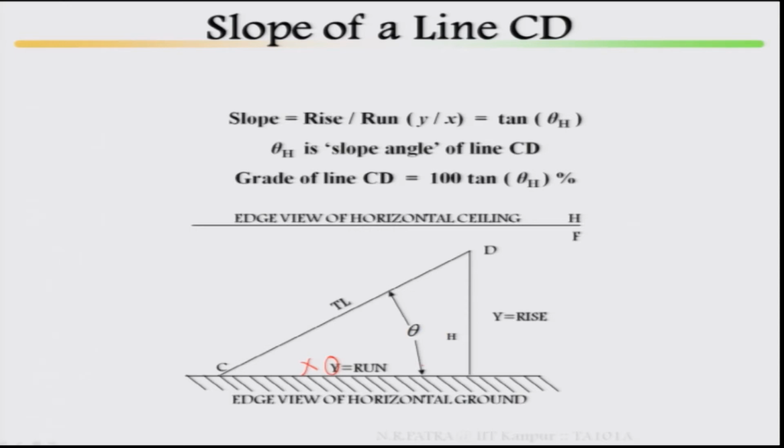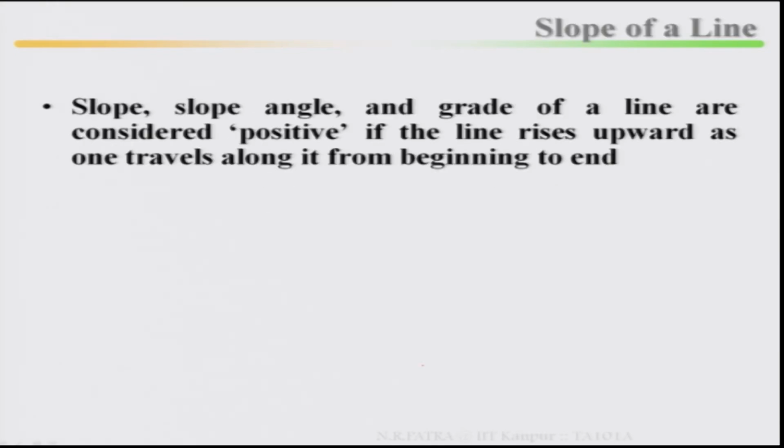Now, grade of a line, this is your slope. Second part is your grade of line CD. What is the grade of line CD? Grade of line CD is equal to 100 into tan theta h, in terms of percentage. Slope, slope angle and grade of a line are considered positive if the line rises upward as one travels along it from beginning to end.